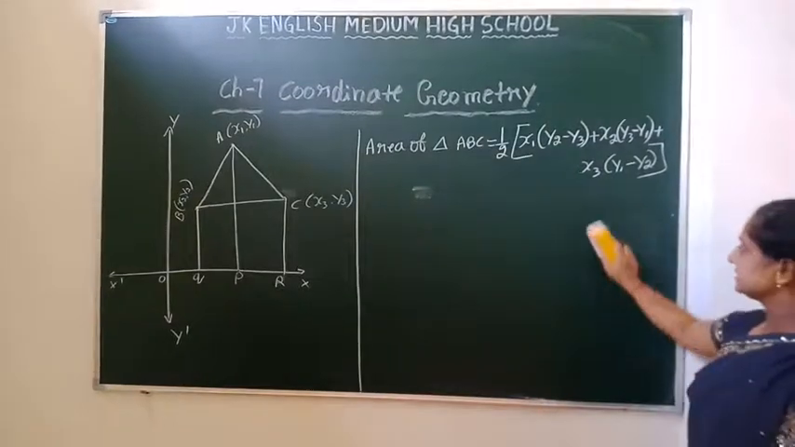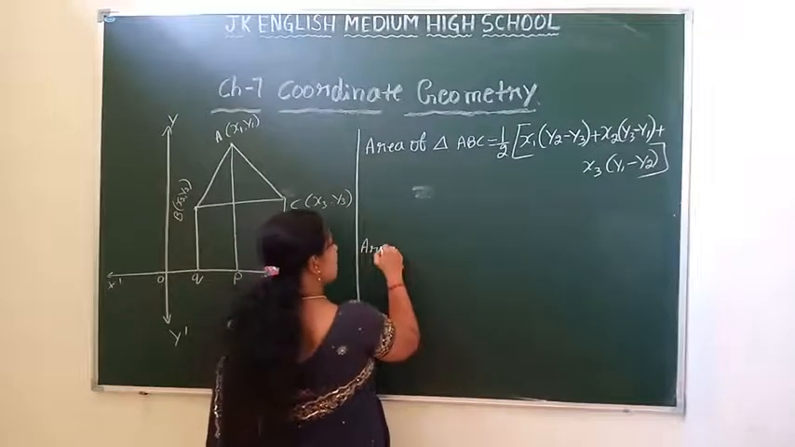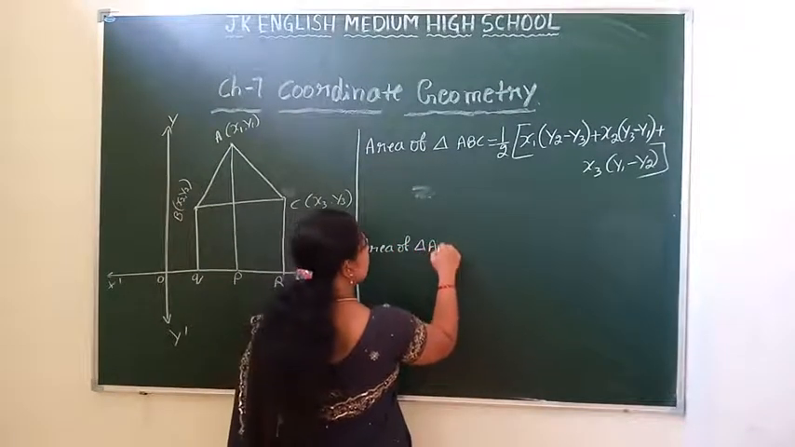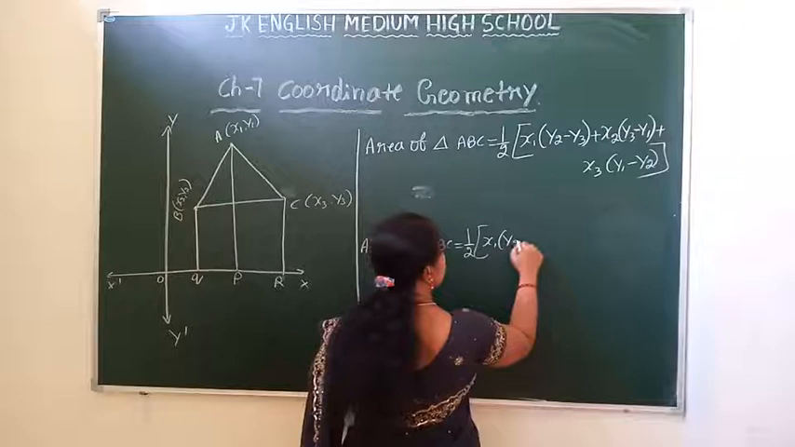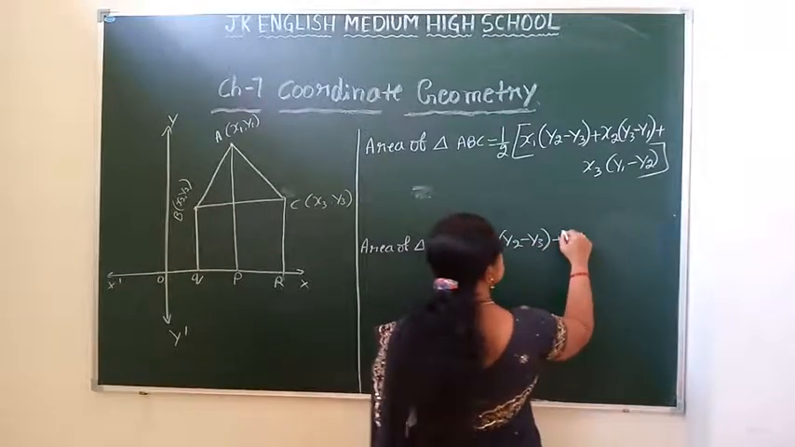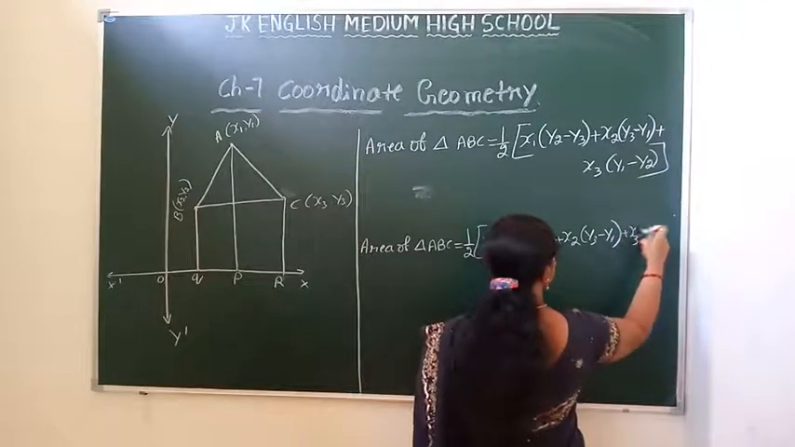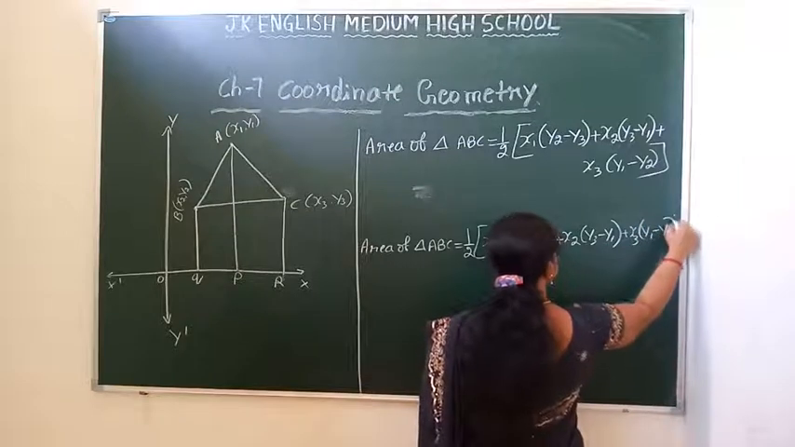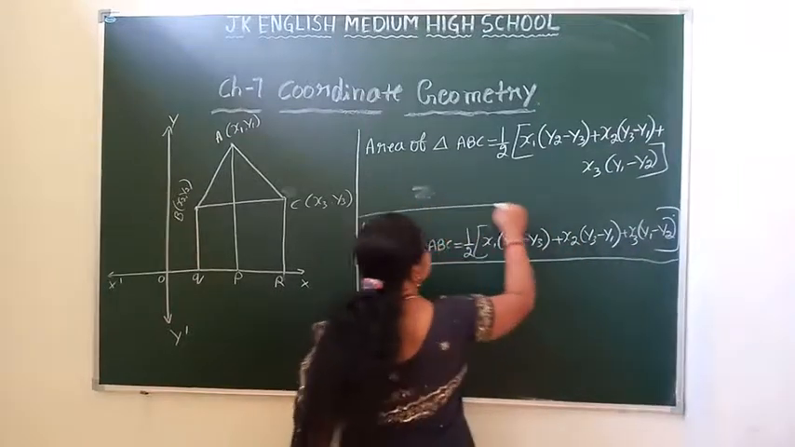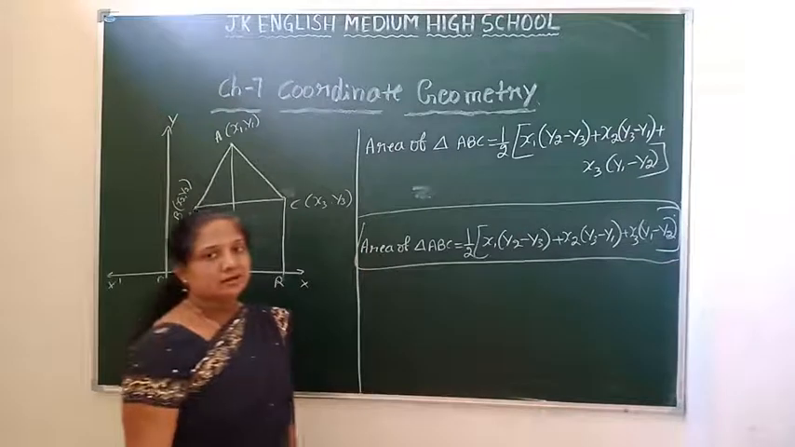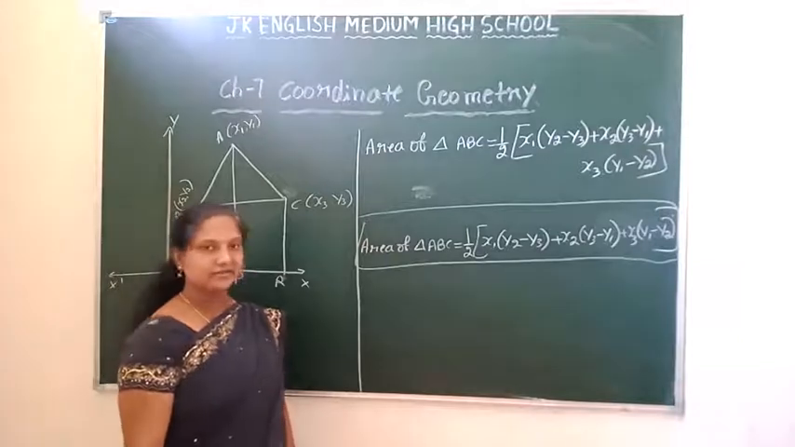This is the main formula, children. Area of triangle ABC is equal to half of x1 into y2 minus y3 plus x2 into y3 minus y1 plus x3 into y1 minus y2, children. This is the formula. You have to remember this formula. We are going to use it here to find out area of triangle, when three vertices coordinates are given to you. Okay, children? Write down.